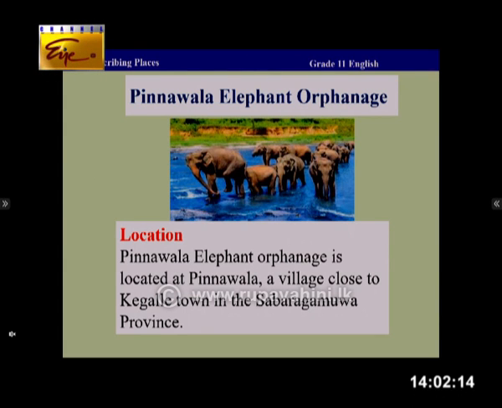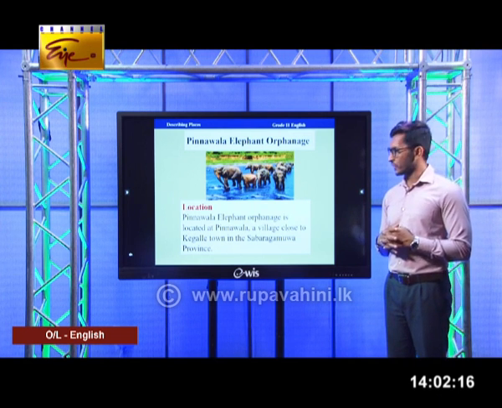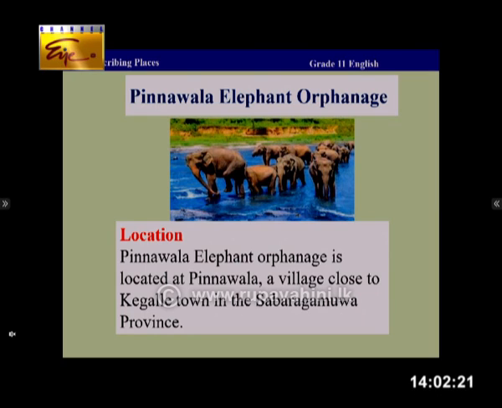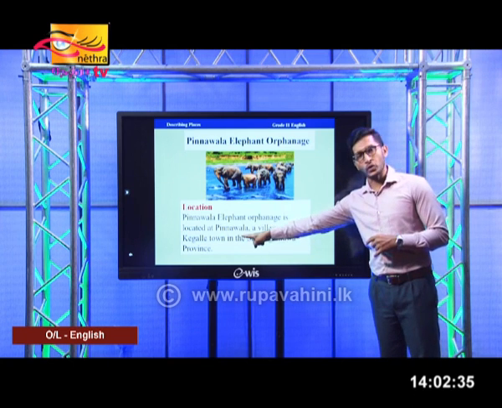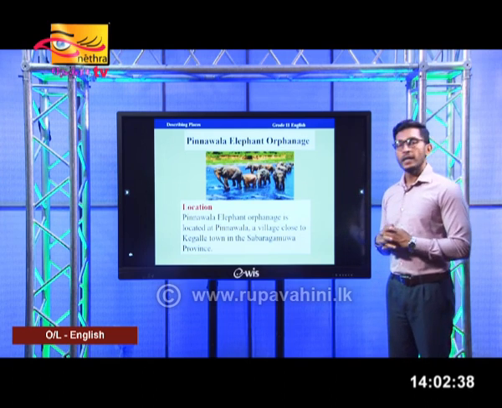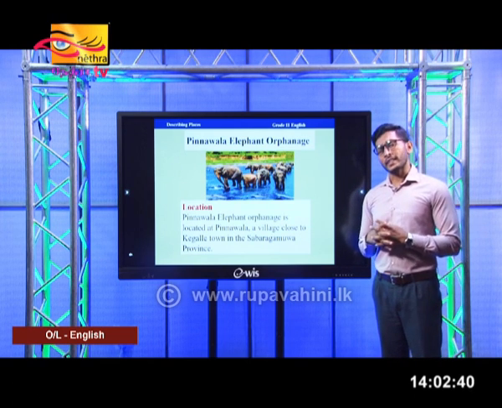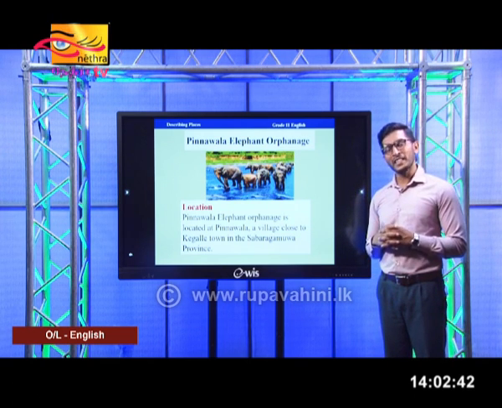Shall we read it? Pinnavala Elephant Orphanage is located at Pinnavala, a village close to Kegalle town in the Sabaragamuwa province. Location means where the place is situated. So when you write about the location, you can write the city, town, district or province. Here I have used the preposition in. Can you guess what we are going to write next? I hope that is easy for you.